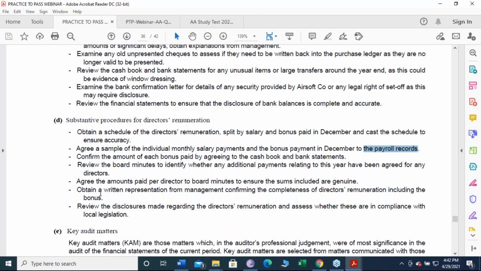Last but not the least, you can get the written representation from management regarding the director's remuneration, because the normal salary is not something for which you would seek written representation, but this discretionary bonus, this director's remuneration, this bonus element, you can get the written representation for this one.